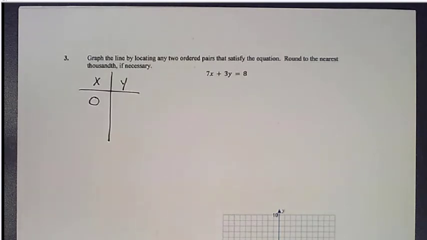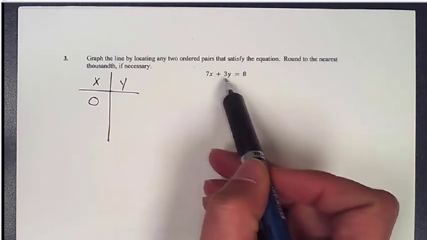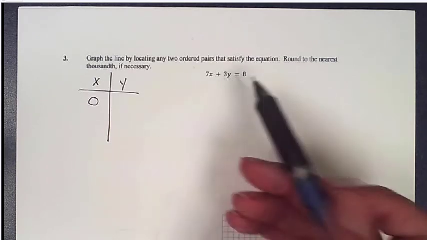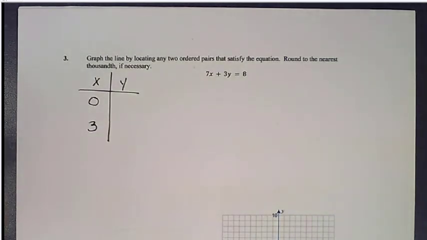And then we can do just what we did on our previous problem and look at the coefficient in front of our y and say, okay, well, let's do 3 as our second value. Again, if you wanted to use the number 1 or 2 or negative 5, it doesn't really matter as long as you take 2 different numbers for x.